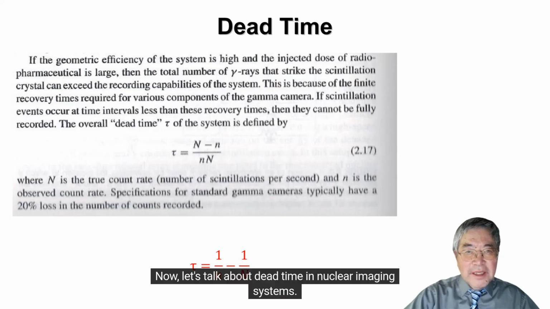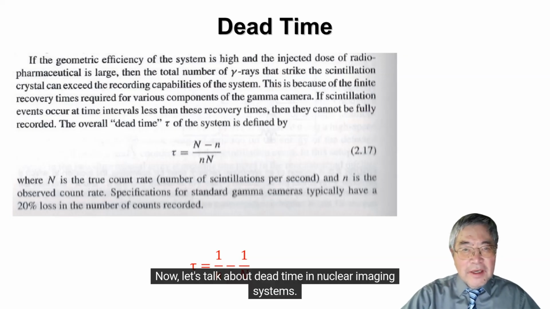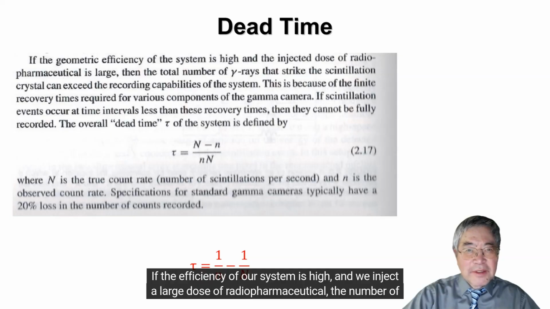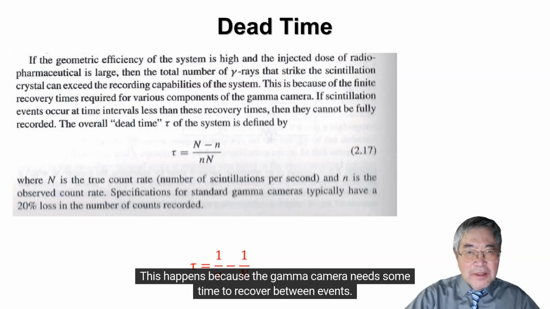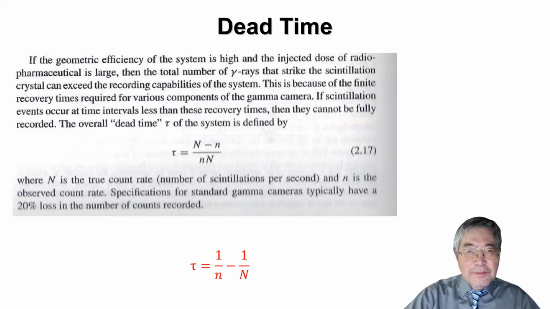Now let's talk about dead time in nuclear imaging systems. If the efficiency of our system is high and we inject a large dose of radiopharmaceutical, the number of gamma rays hitting the scintillation crystal can actually be more than the system can handle. This happens because the gamma camera needs some time to recover between events. If two scintillation events happen too close together, they can't both get recorded.